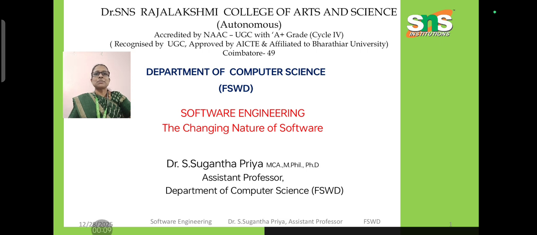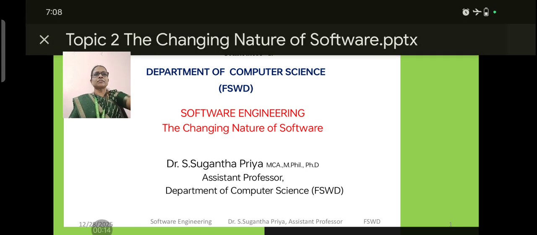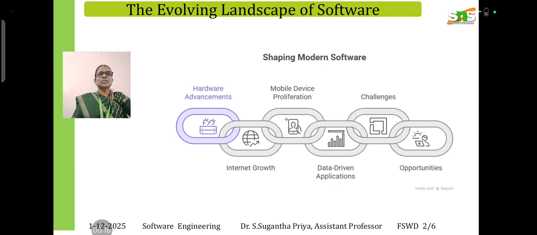This presentation is about the topic, the changing nature of the software. So this slide explains how modern software development is shaped by multiple interconnected factors. The chain diagram shows that the changes in the software do not happen in isolation. Instead, each factor influences and strengthens the next.